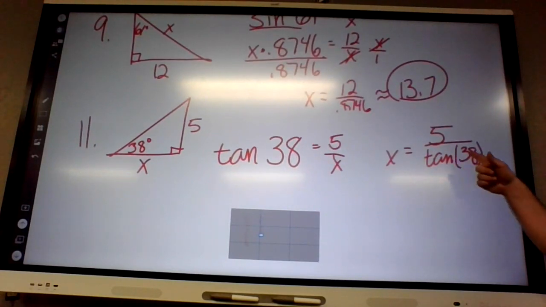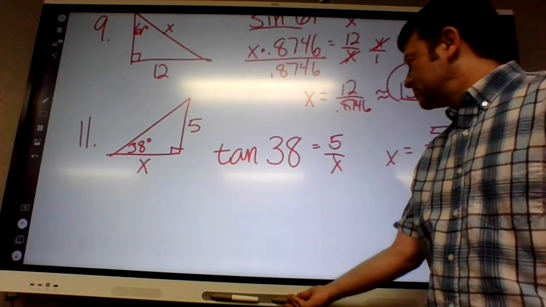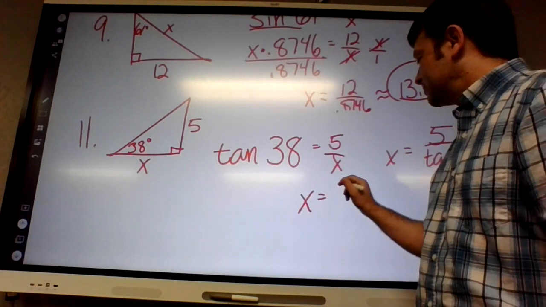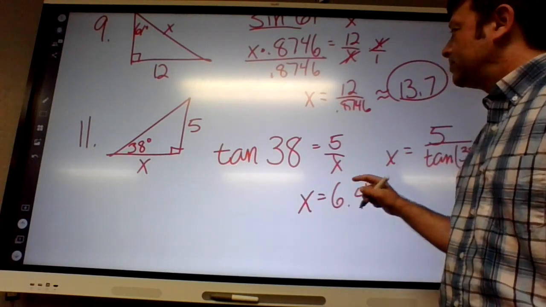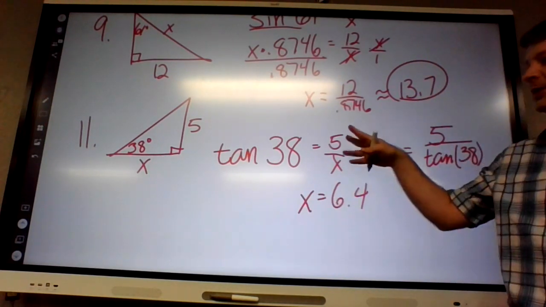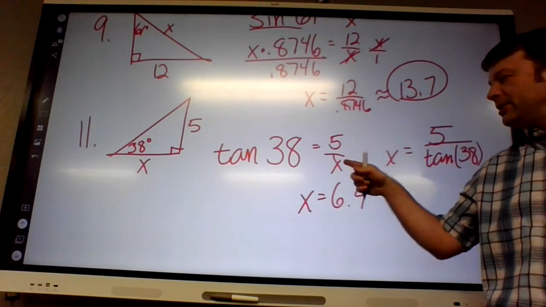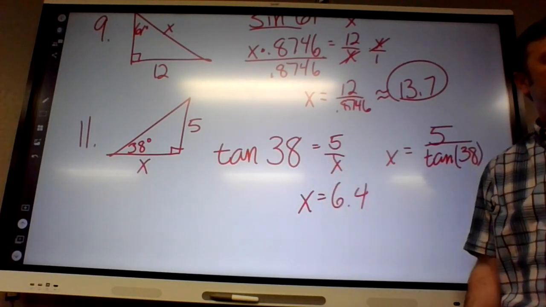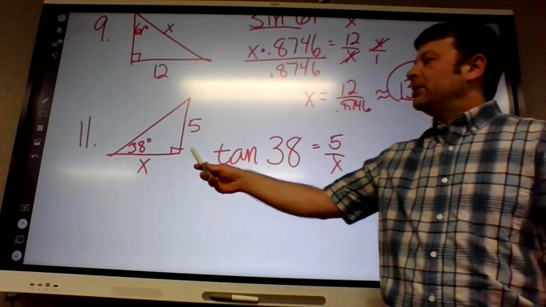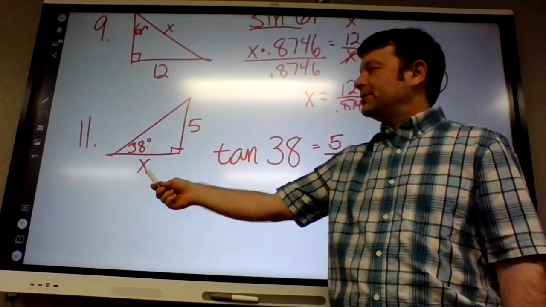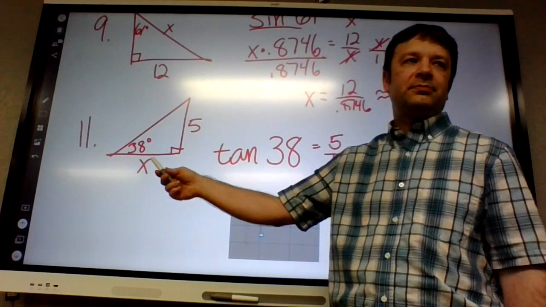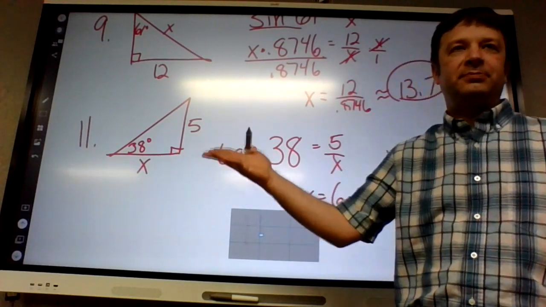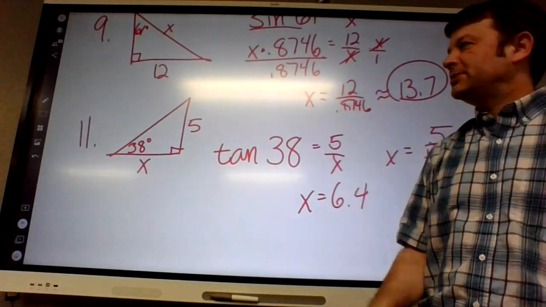All right, anybody plug this in the calculator? Yeah, 6.4. Also, is the X always going to be on bottom? No, we just talked about it. If X is on top, you multiply, the number on bottom would be multiplied to get rid of it. And then how do you decide where the X is? It's opposite over adjacent, so the adjacent was on the bottom. It just depends on if the X is the top one or the bottom one.